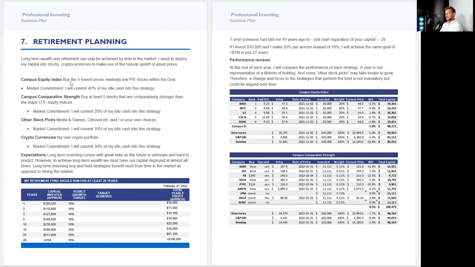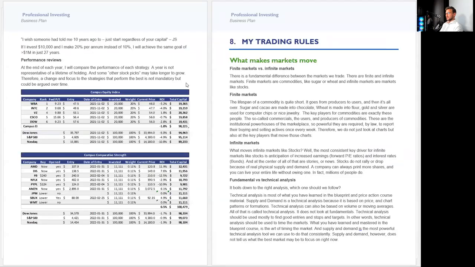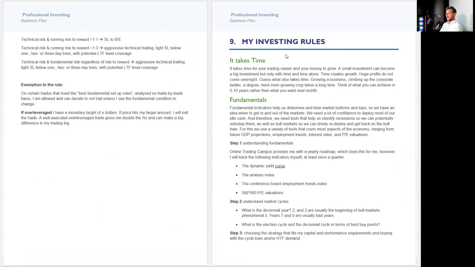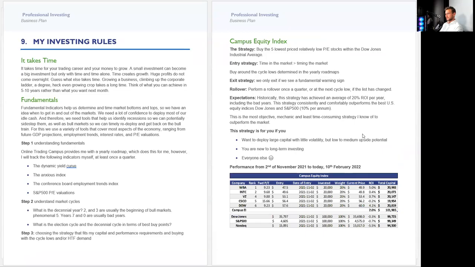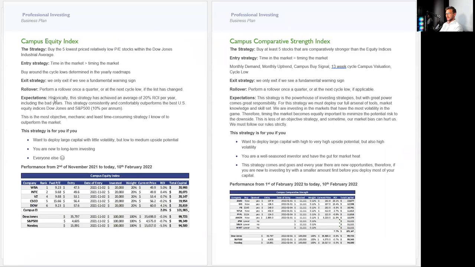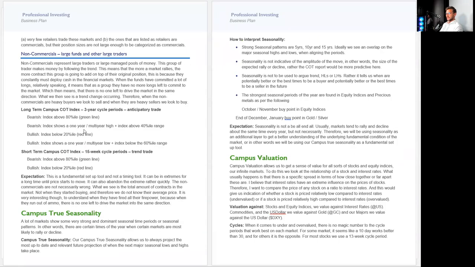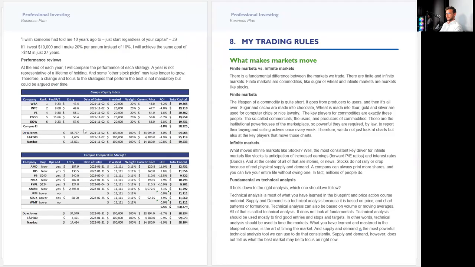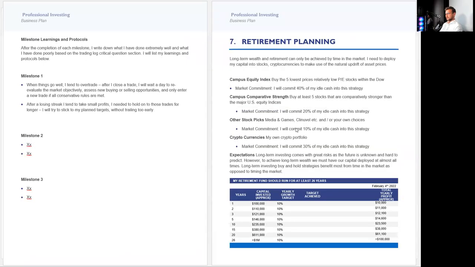So we have a strategy called the Campus Equity Index. The Campus Equity Index, in short, is buying the 5 lowest priced, relatively low PE stocks within the Dow. Later on within my investing rules, you will see this completely explained, what we're doing and when we're doing it, right? But just conceptually speaking, here, this is a strategy that we follow.